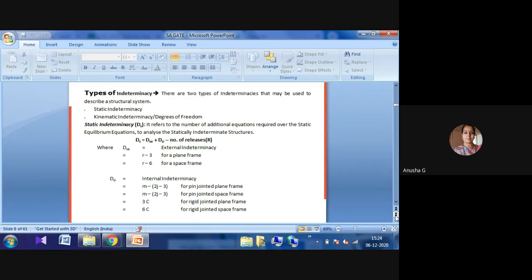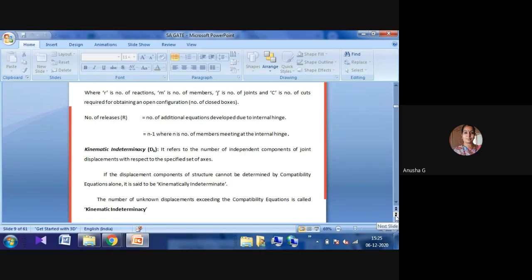Another one is 3C, that is for rigid jointed plane frames, and 6C for rigid jointed space frames. Here R is nothing but the number of reactions, as in m = 2j − 3, like that we have to take here. R is the number of reactions, M is the number of members, J is the number of joints, and C is the number of curves that we have to observe here.